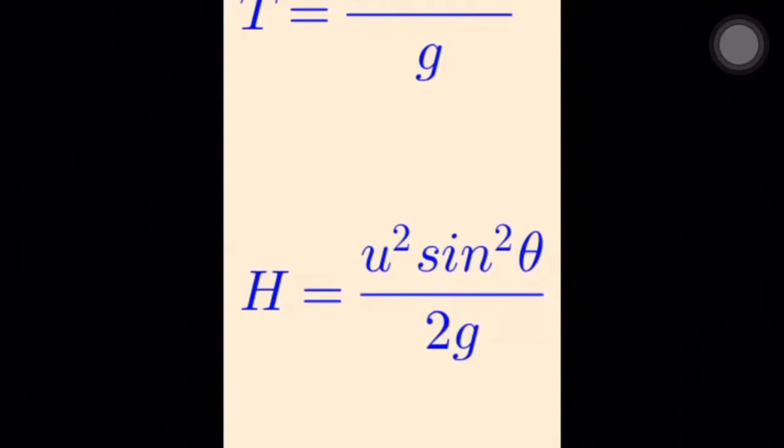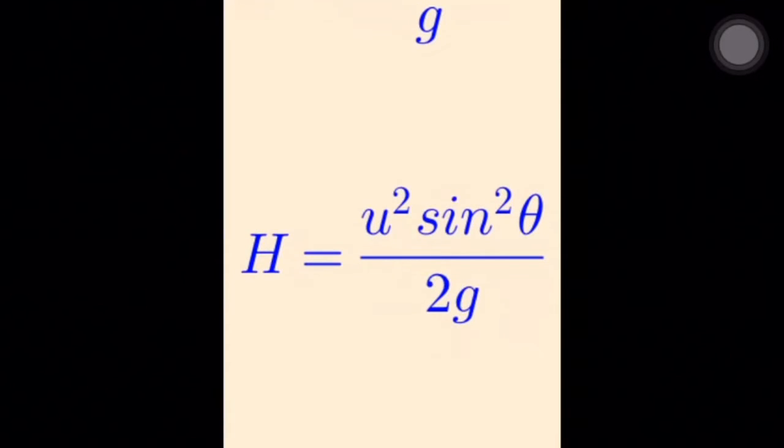The projectile goes up to the height h, maximum height h, which is given by h is equal to u square times sine square theta by 2 times g. As I have already told you, u is initial velocity and theta is angle of projection and g is acceleration due to gravity, and h is the maximum height that the projectile attains before it falls down to the ground.